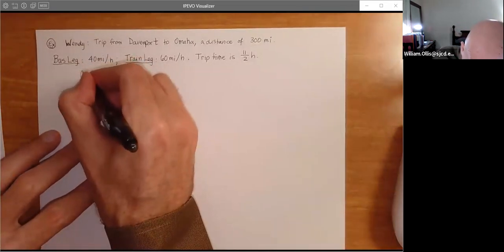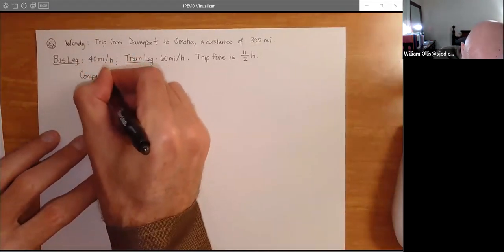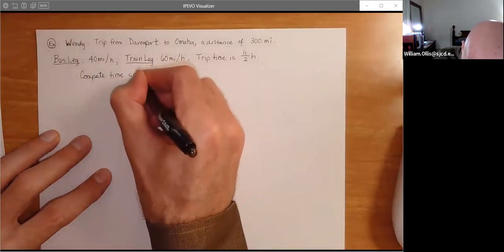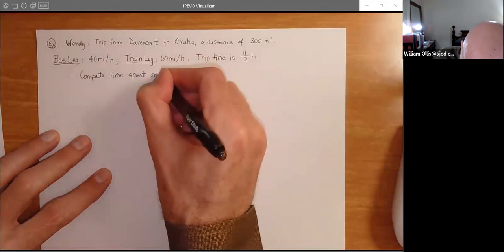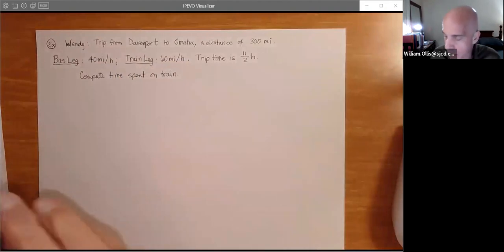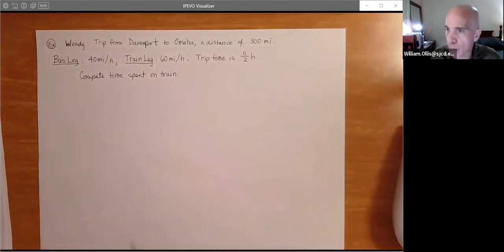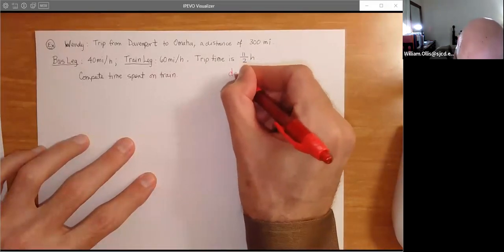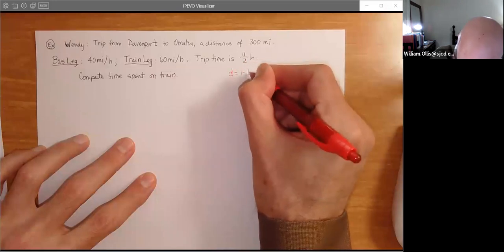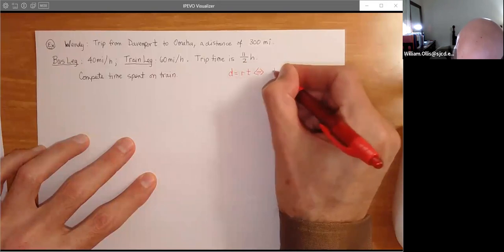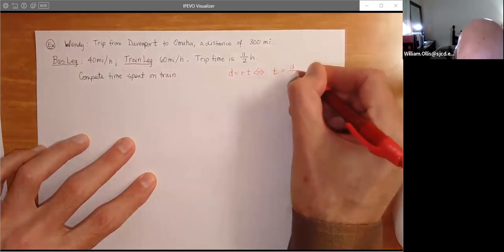So compute time spent on train. Now, just like the other problems, you can easily set these up and you can work these however you like. But for instance, say you're teaching this to a friend. We have D equals rate times time. So if we've got all these times, we can say T equals distance divided by rate.